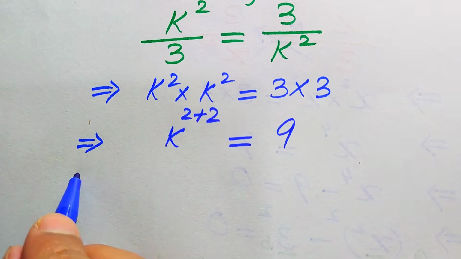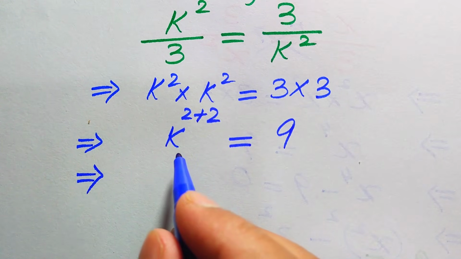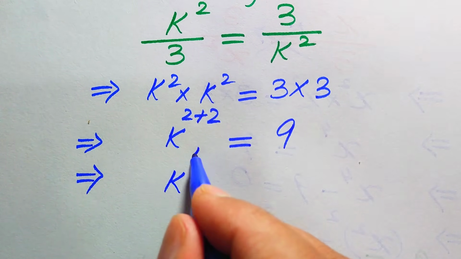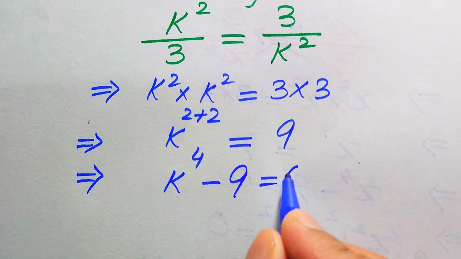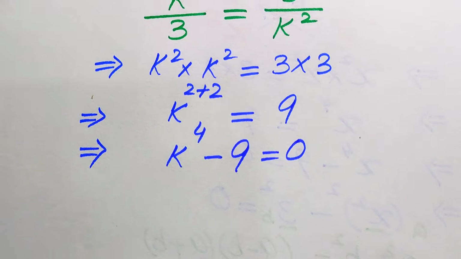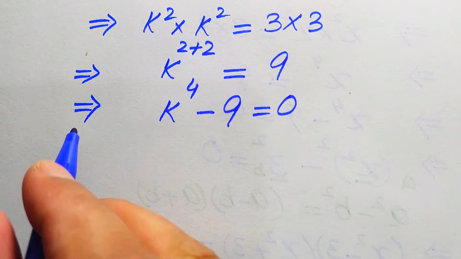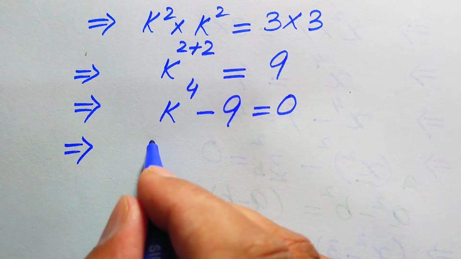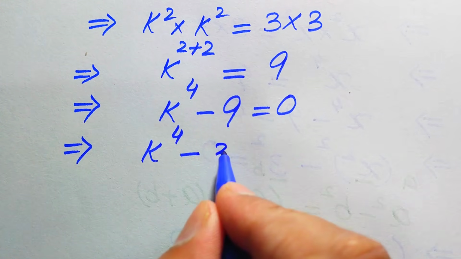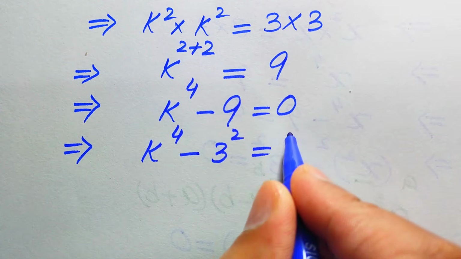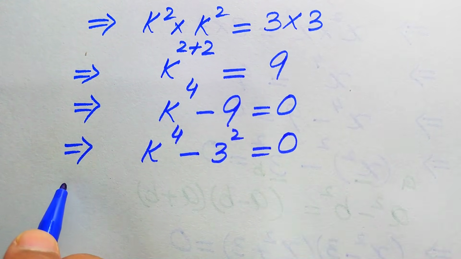becomes here 9. And further in the next step we have k to the power of 2 plus 2 becomes 4, and we move this plus 9 to the left hand side and it will become 0 minus 9, and this whole equation is equal to 0. And now we rewrite this equation as k to the power of 4 minus, this is 9, we write it as 3 square, and this whole equation is equal to 0.